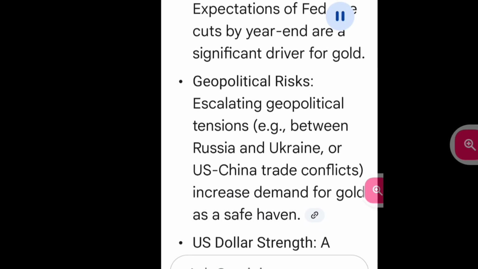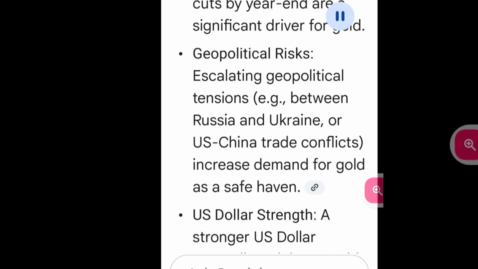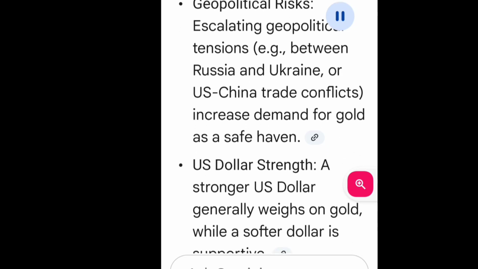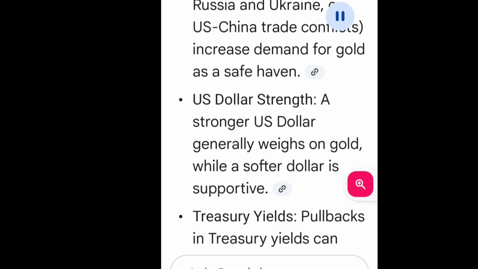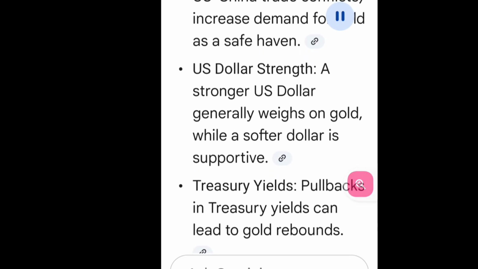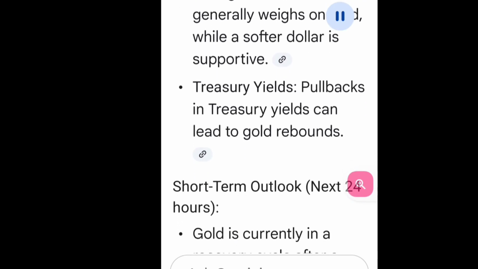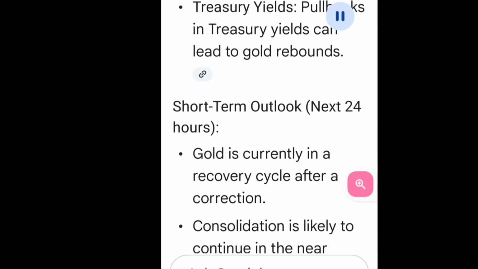Geopolitical risks: escalating geopolitical tensions, e.g., between Russia and Ukraine or U.S.-China trade conflicts, increase demand for gold as a safe haven. U.S. dollar strength: a stronger U.S. dollar generally weighs on gold, while a softer dollar is supportive. Treasury yields: pullbacks in treasury yields can lead to gold rebounds.